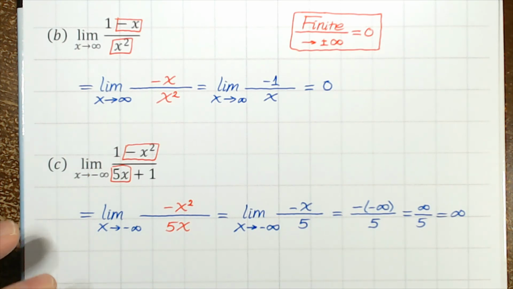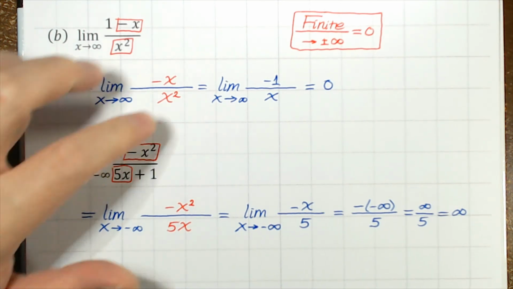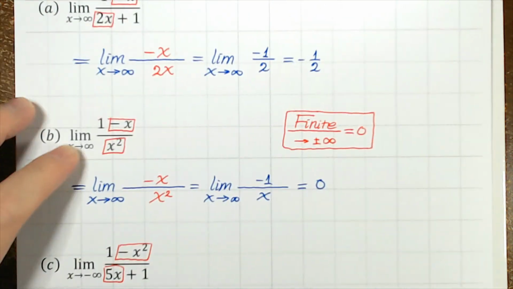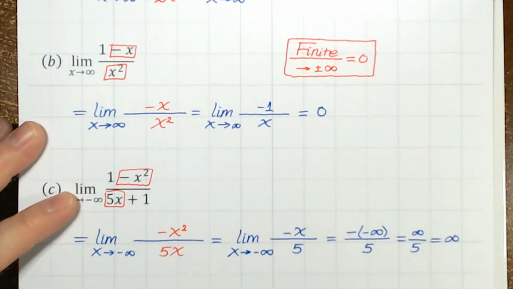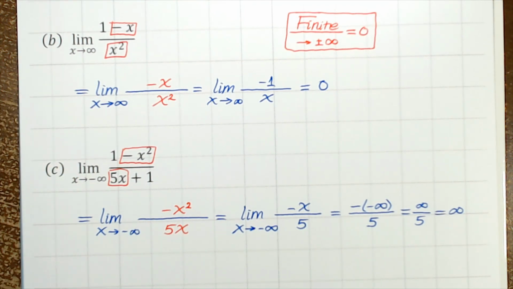So once again, as x goes to negative infinity or positive infinity, in a polynomial, only the highest power term matters. And we'll take the highest power on the top, divide by the highest power at the bottom, simplify, and then we'll just find the limit.